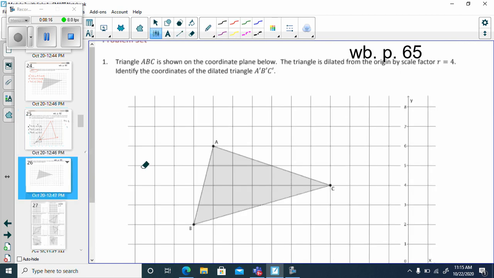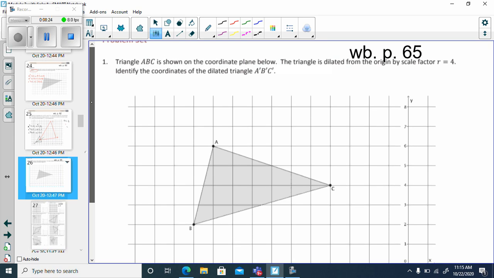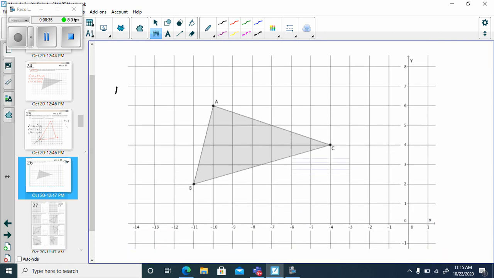And now, page 69, I believe it is in your workbook. Triangle ABC is shown below. The triangle's dilated by a scale factor of 4. 4 means I'm making it larger, right? Identify the coordinates of the dilated triangle, A prime, B prime, C prime. So let's start with A. Here we're going to read it off the chart. Here's your origin. Your X coordinate is -10, your Y is 6. So A is at -10, 6.